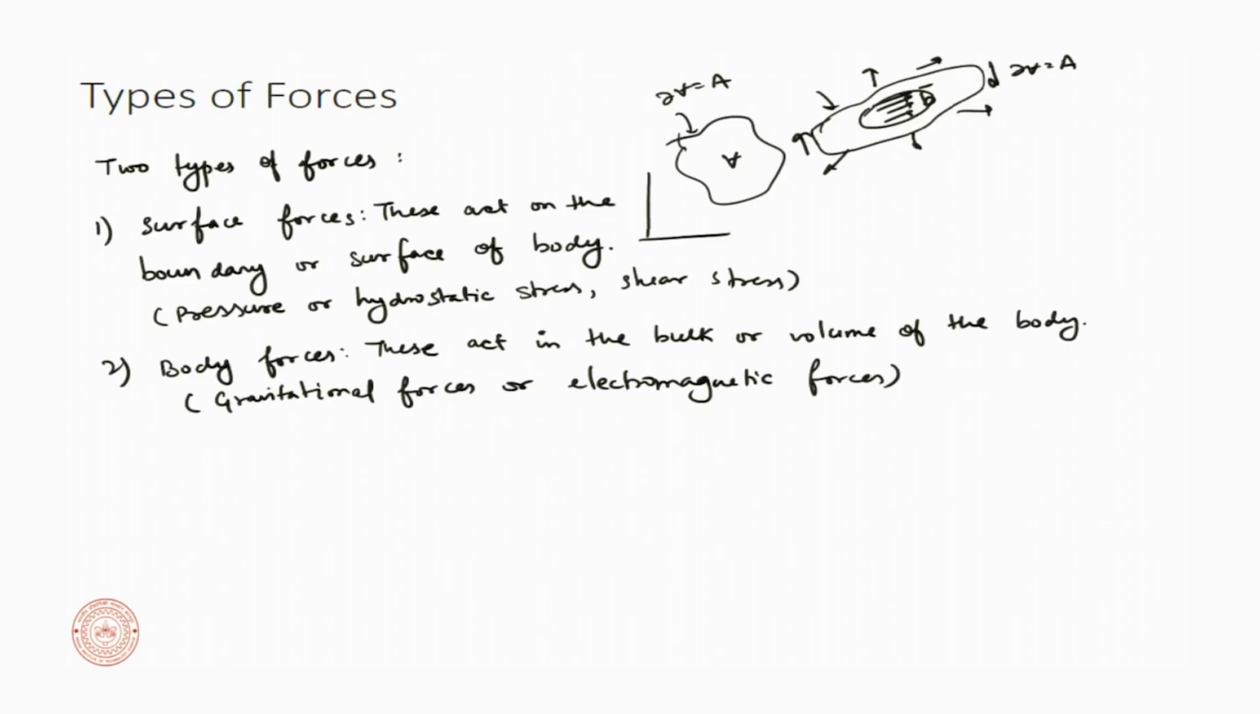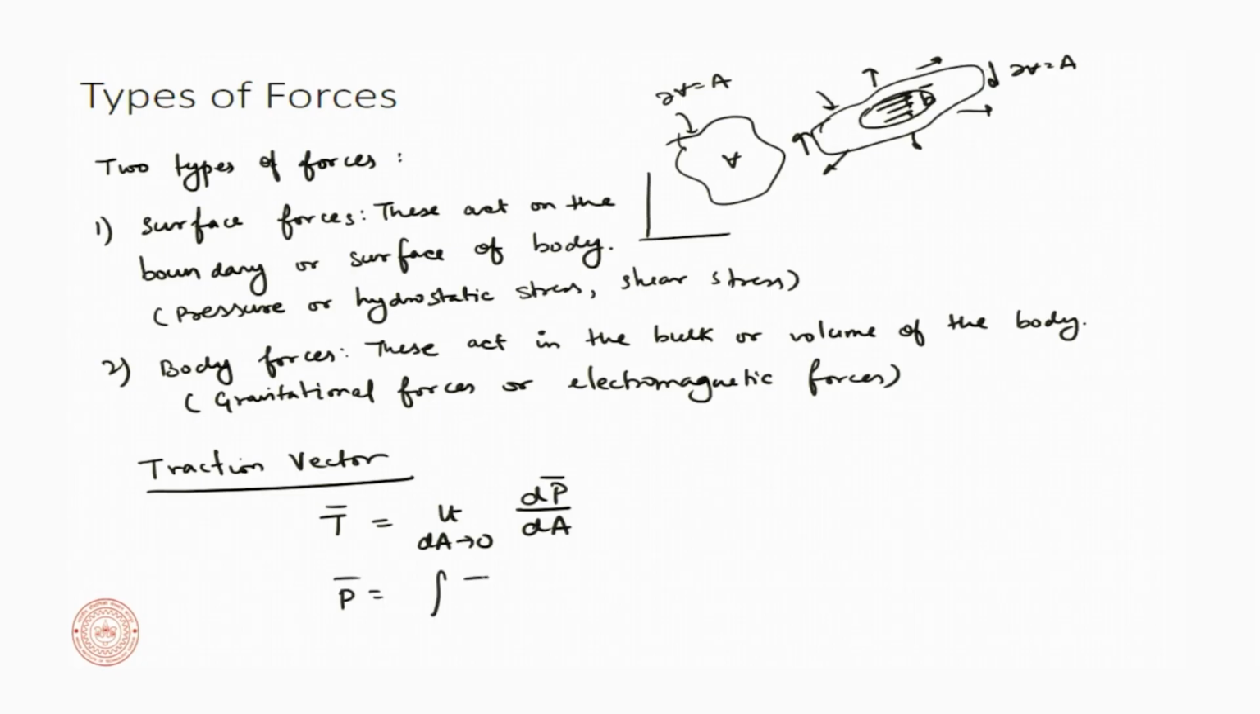Alright, so let us define a vector which is called the traction vector. So, the traction vector T vector is defined as the limit for the area tending to 0 of the applied load divided by the area. Okay. So, in this case our load therefore is equal to the integral of the traction vector dA over this area A.